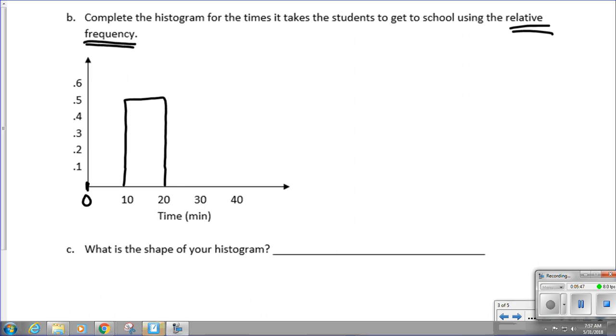The next one was at 3/10 between 20 and 30. And the last one is at 2/10 between 30 and 40. You do not even need to shade in your histogram. If you do, that's fine. It will not count against you.